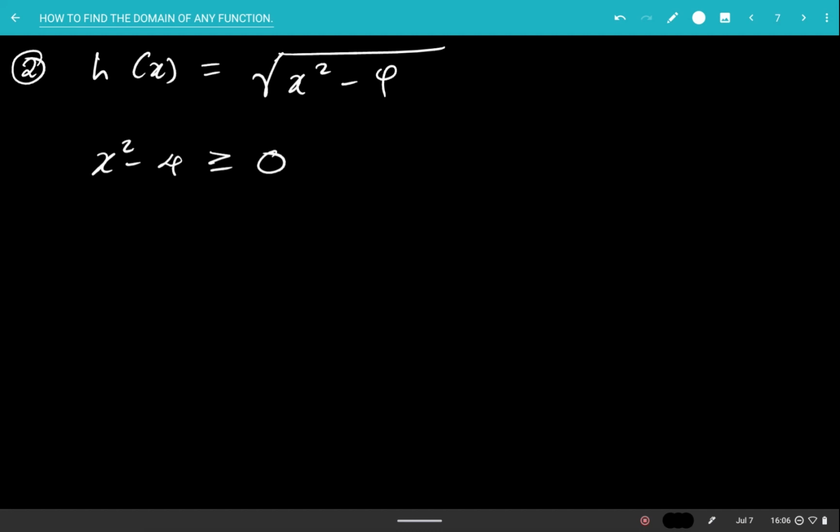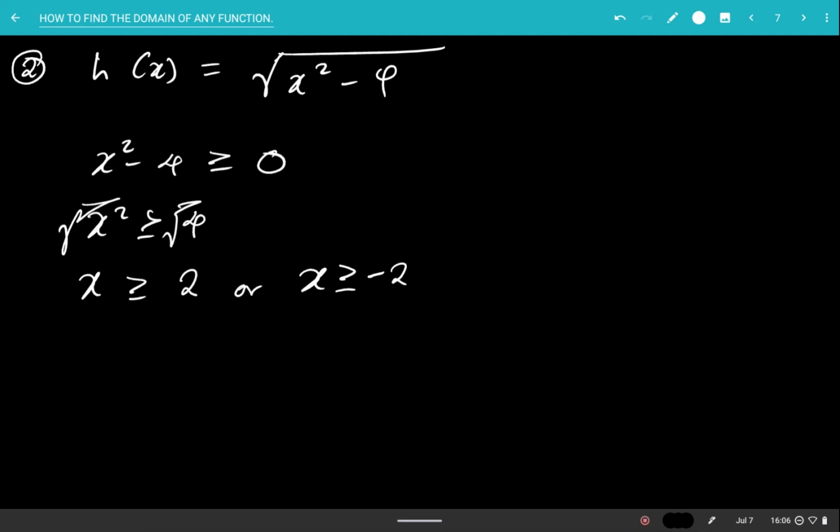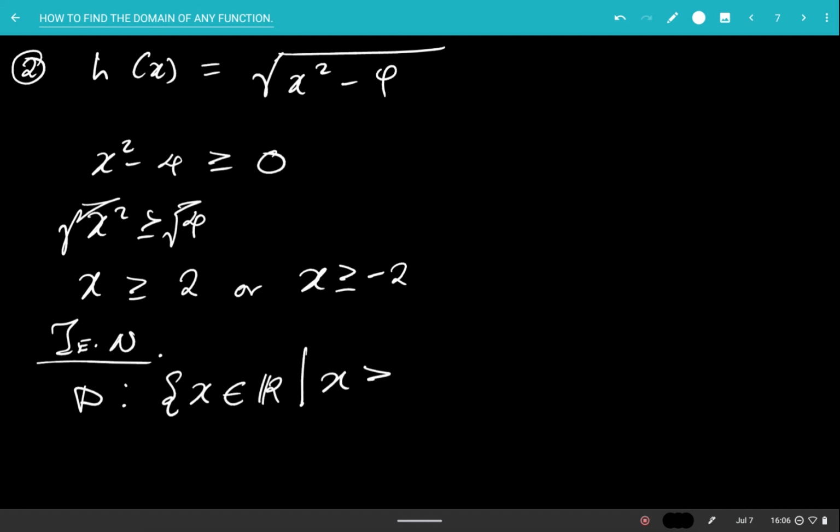We solve for x. We know that this would be x squared being greater than or equal to 4. Then if you introduce the root, you have x is greater than or equal to positive 2, or x is greater than or equal to what? Minus 2. Now, using the inequality notation, we'll say that the domain is a situation where x should be a member of all real numbers such that x should be greater than or equal to 2, or x should be greater than or equal to minus what? 2.